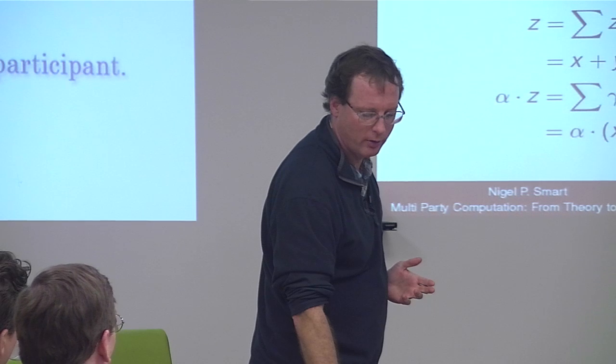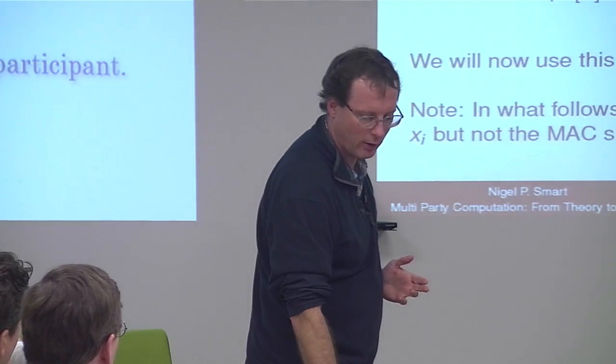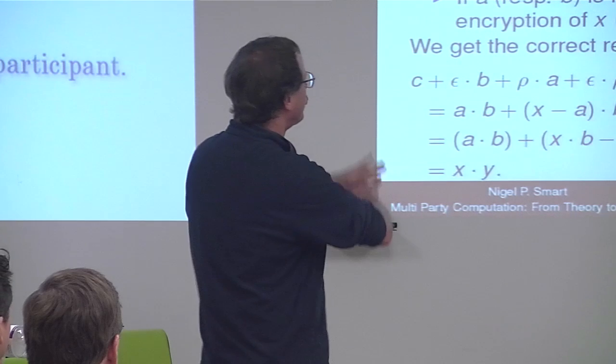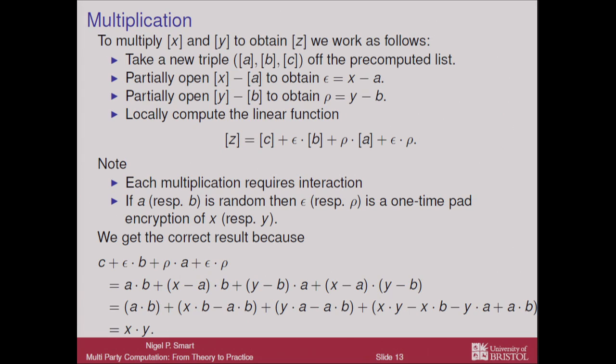Everyone following so far? Okay, so here's how you multiply, which looks really complicated, but it's actually really simple. We're going to multiply a sharing of x with a sharing of y to get a sharing of z. Remember that stuff we did overnight? We had these a, b's and c's. We take one of those triples off our list, and then I partially open x minus a. Now, a is a random value, so x minus a is like a one-time pad of x. So epsilon is an encryption, if you want, of the value x.